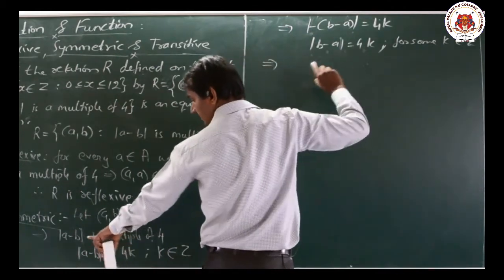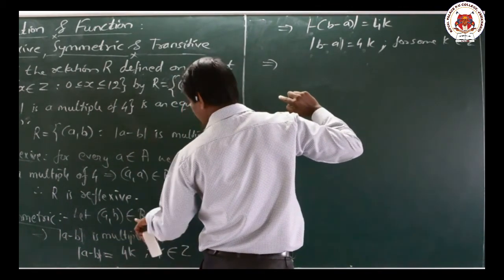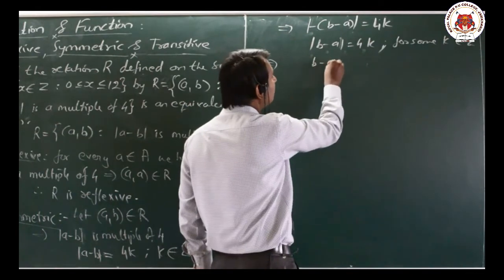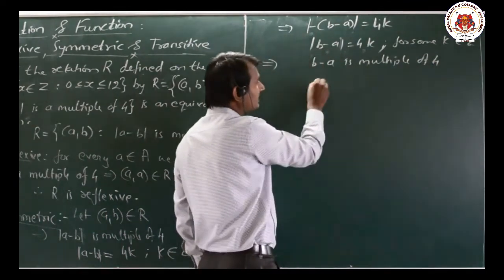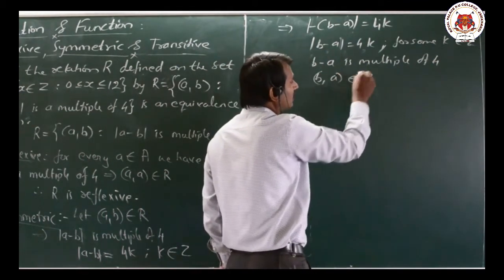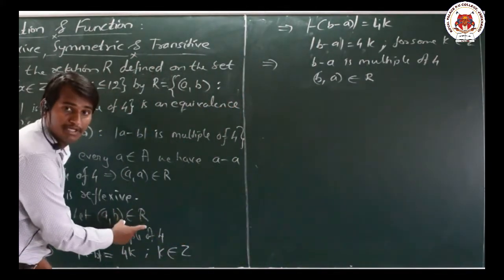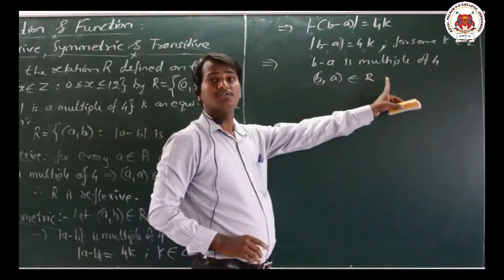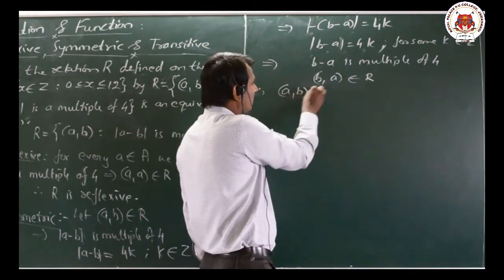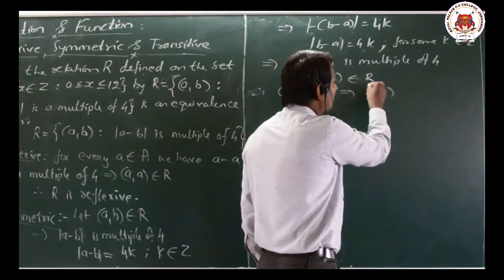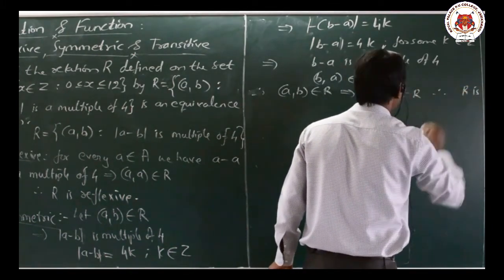Now what we had seen here, a minus b is a multiple of 4, a minus b equal to 4k, and that implies (a, b) belongs to R. What we can write here is that b minus a is a multiple of 4, which means (b, a) belongs to R. So we have arrived at the result that if (a, b) belongs to R, then (b, a) also belongs to R. Therefore, R is symmetric.